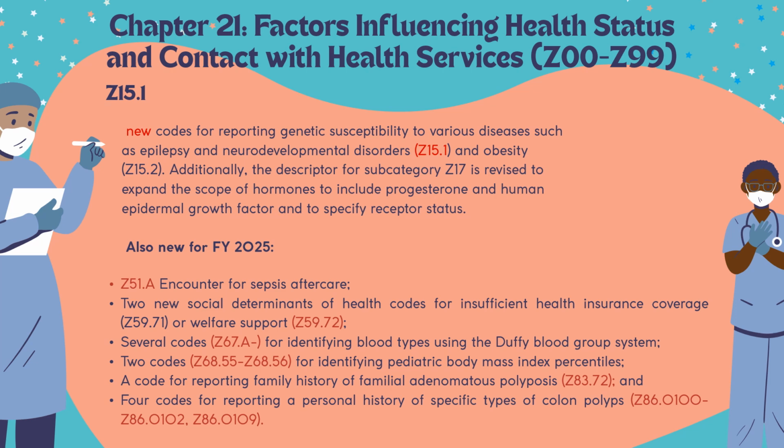2 codes, Z68.55 through Z68.56, for identifying pediatric body mass index percentiles. A code for reporting family history of familial adenomatous polyposis, Z83.72, and 4 codes for reporting the personal history of specific types of colon polyps, Z86.0100 through Z86.0102, Z86.0109.